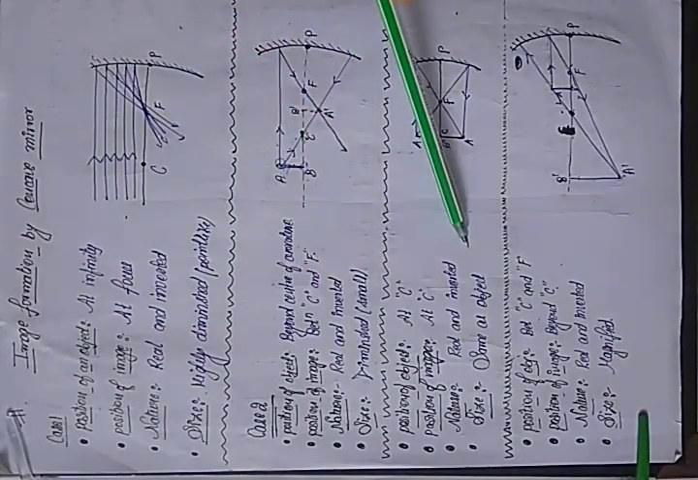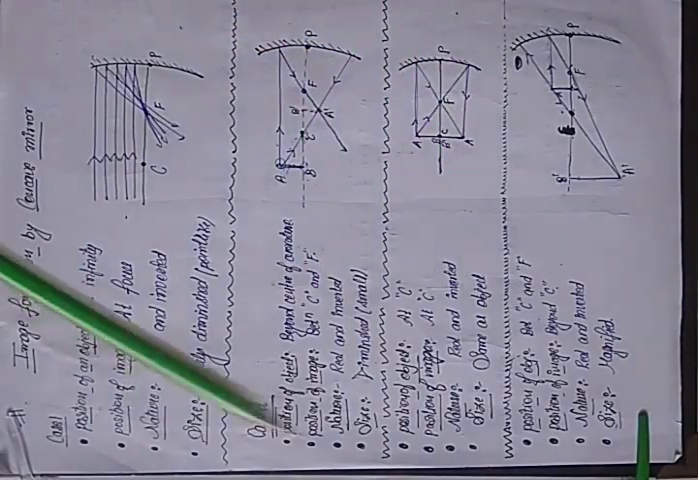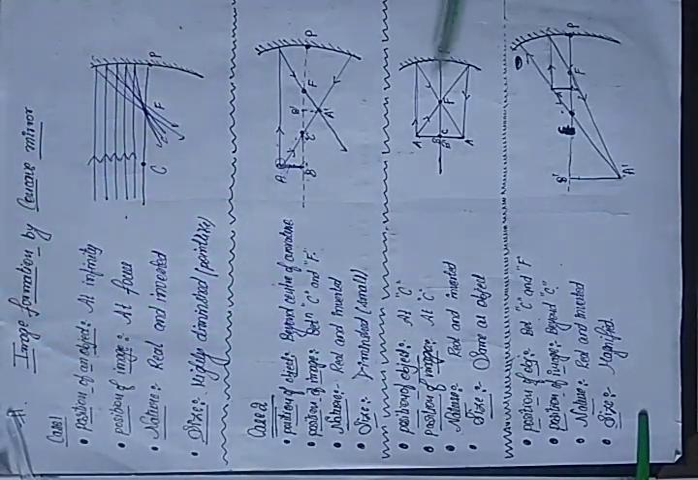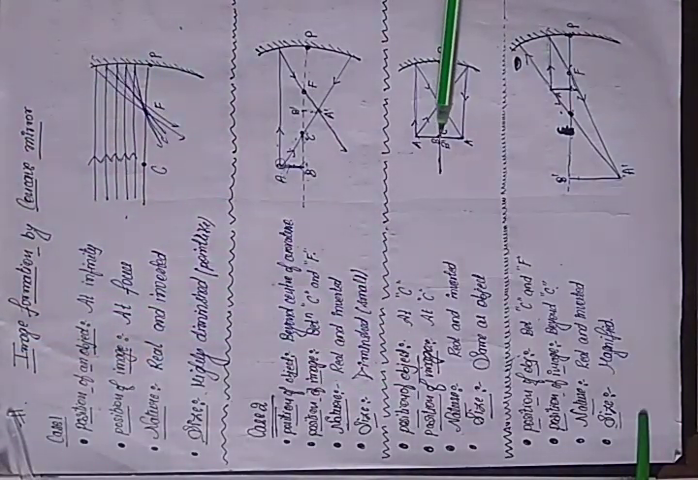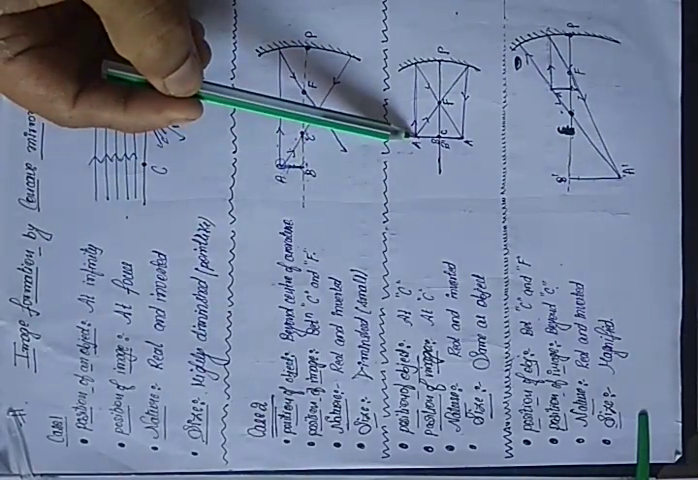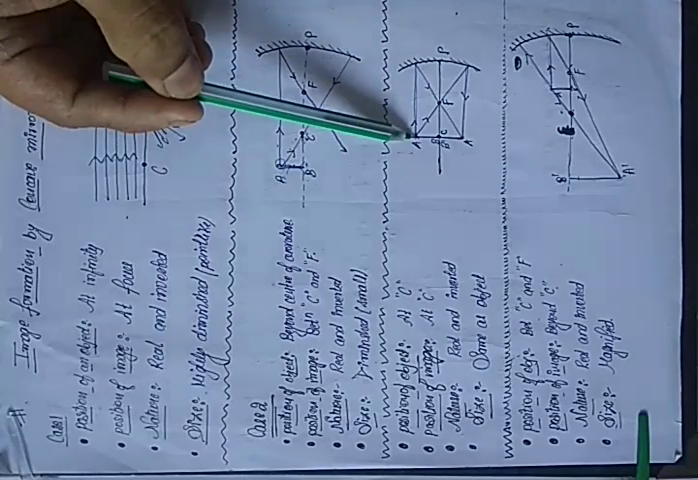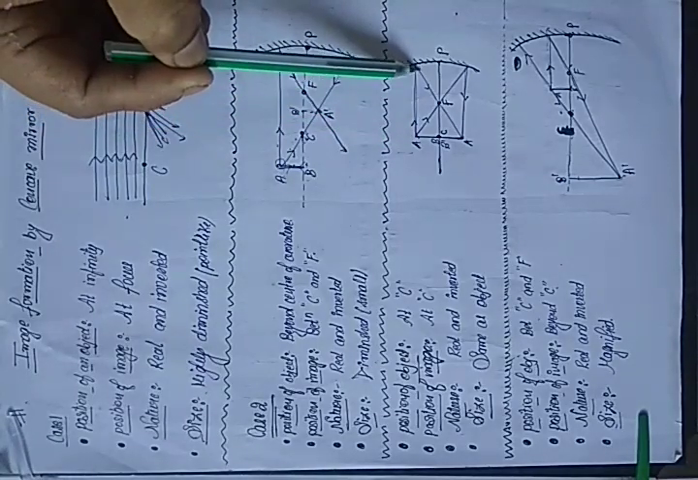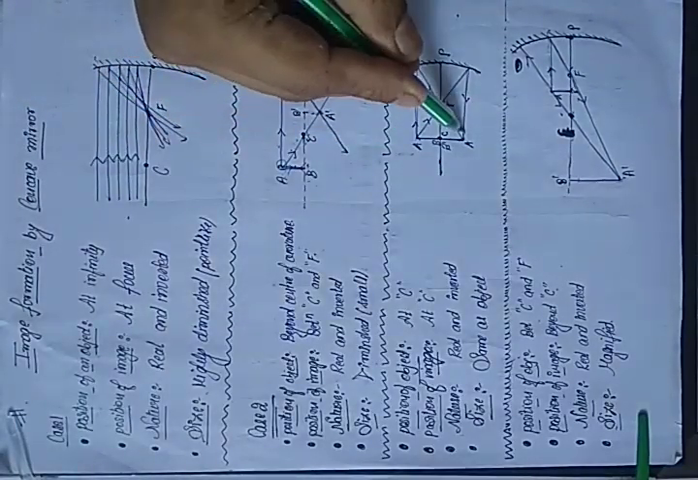Now case number 3. The object is exactly at the center of curvature. This is the object AB. Rule number 1: incident light passing parallel to the principal axis, this is the principal axis, will go through the focus. So rule number 1, parallel passes through focus.